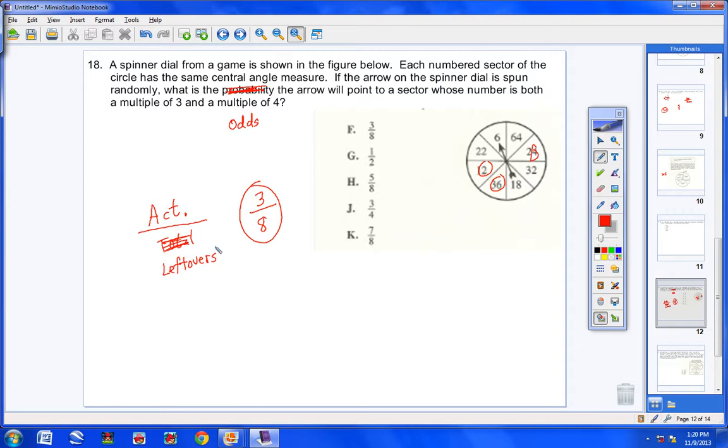Okay? So, if they would have asked for odds, what is the odds the arrow will point to a number who's the multiple of 3 and 4? Well, the odds would be, what's the actual numbers that you have? 3. And then how many are left over that you didn't use? 5. You used 3 and you didn't use 5. So the odds would be 3 to 5. Do you see the difference? If not, back this up and listen to it again. So if they ask you for the probability, then it's the actual number over the total. 3/8 or 3 out of 8, 3/8. If they ask for odds, it's the actual number over the leftovers. You would say the odds are 3 to 5. There is a difference there, so please understand that.